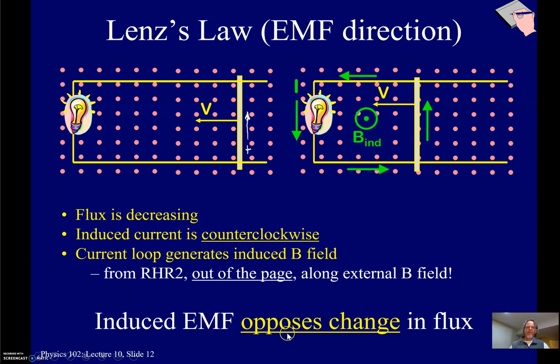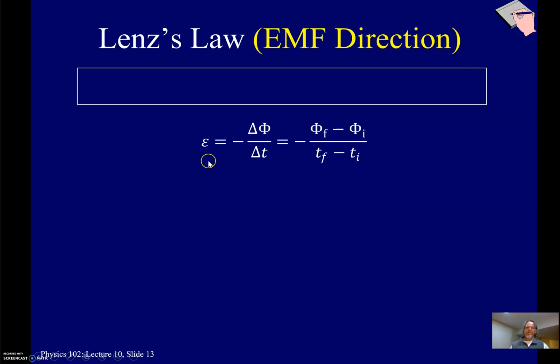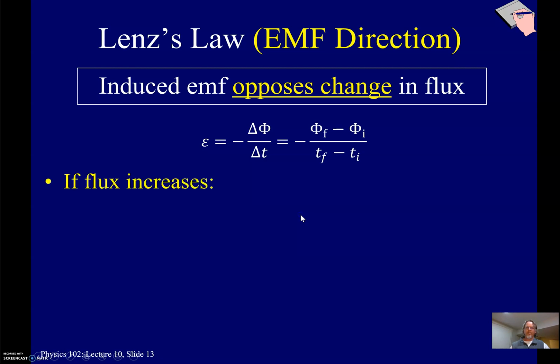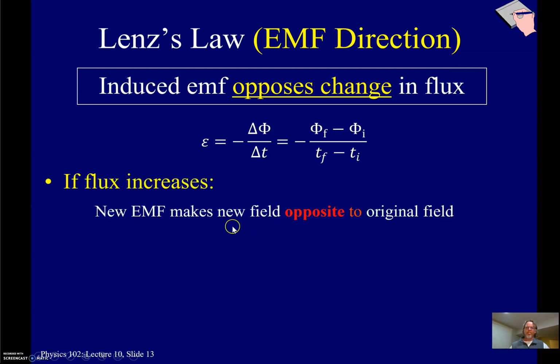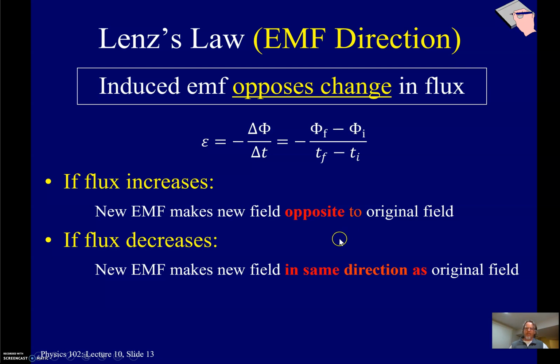So the induced EMF opposes a change in flux. Well, that's what our Lenz's law is. So Lenz's law is we always have an opposition to a change in flux that causes a back EMF. Okay? So as we're looking at, this is the Faraday thing, but if we're looking for directions, if the flux increases, the new EMF or voltage makes a new field to the opposite, to oppose a change in that field. Okay? So if flux decreases, the new EMF makes a new field to support the old field to keep the change from happening.